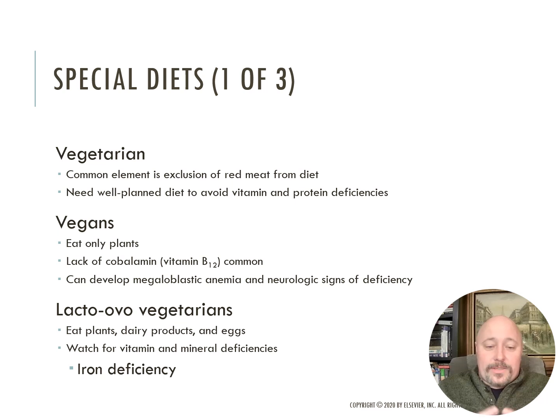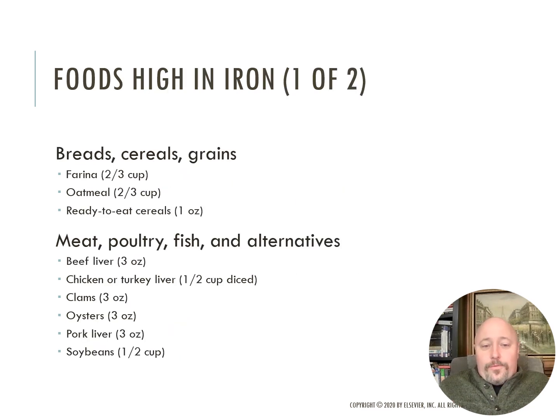On the other hand would be lacto-ovo vegetarians. They eat plants along with dairy and eggs, though watch for vitamin and mineral deficiencies, particularly iron deficiency in this case. For foods high in iron, first would be breads, cereals, and grains, such as farina and oatmeal, along with the meat, poultry, fish, and other alternatives such as beef liver, chicken and turkey liver, clams, oysters, pork liver, and soybeans.